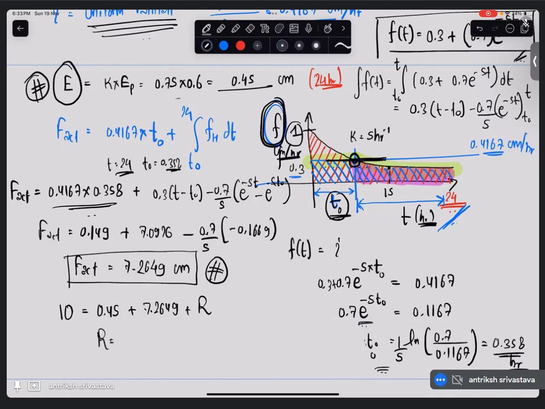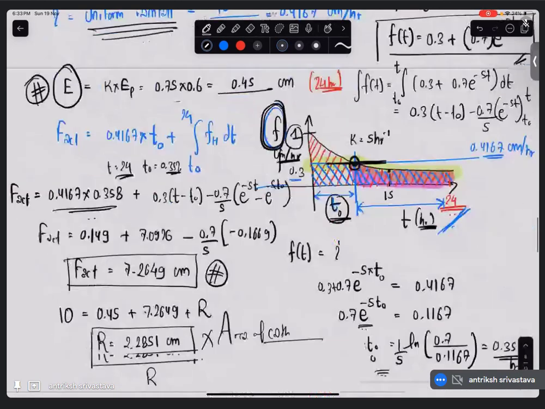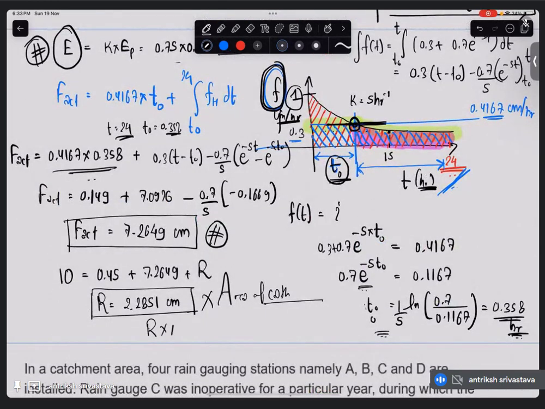So the runoff is nothing but 10 minus 0.45 minus 7.2649, that is 2.2851 centimeters. And since they asked the result in volume, we will multiply this with the area of catchment. And that is, I remember that, okay, it is 2 kilometers square. So we are going to multiply into the area. Then the final answer is going to be 4570.